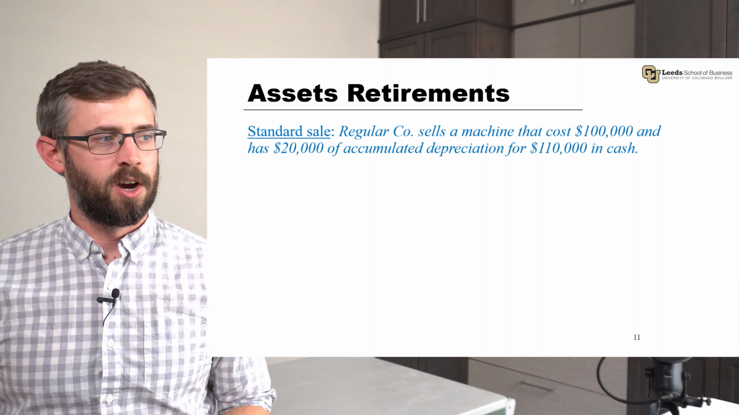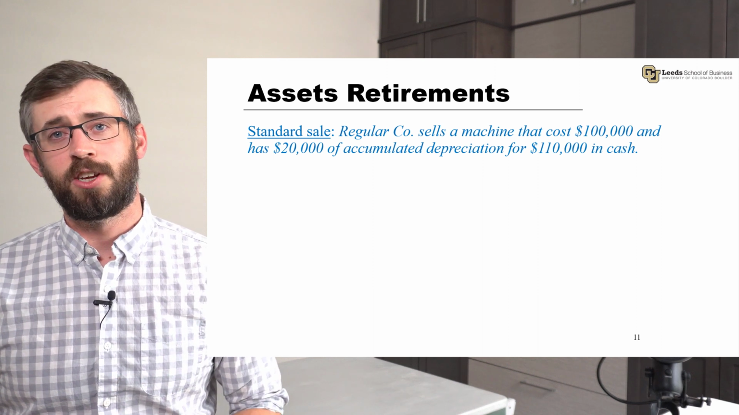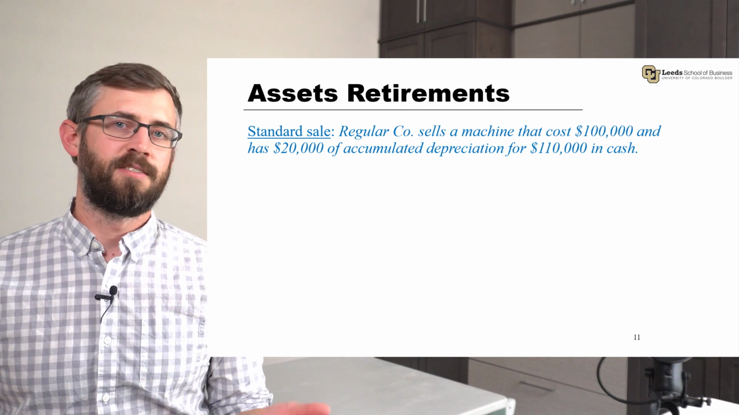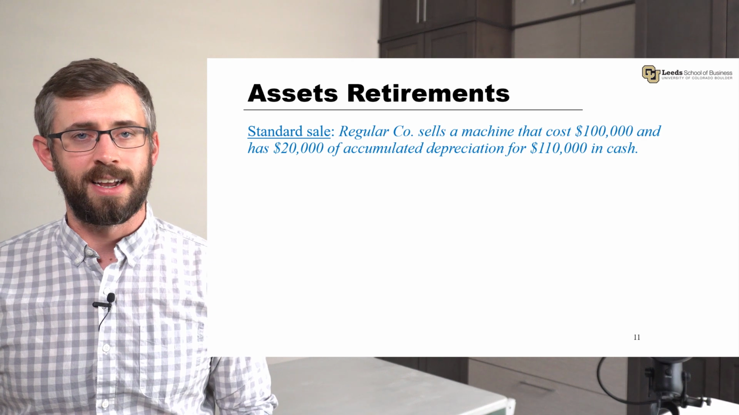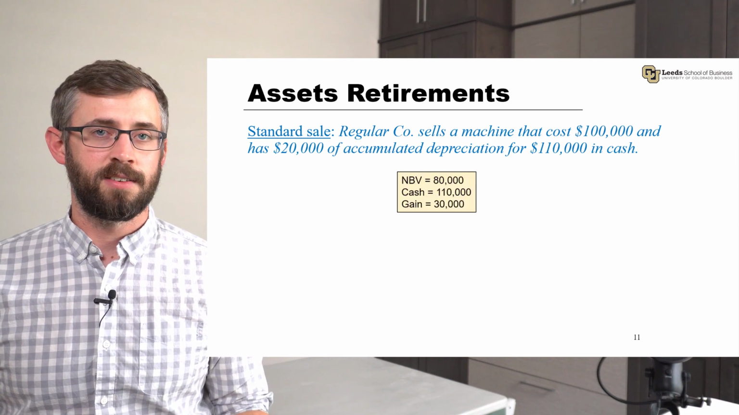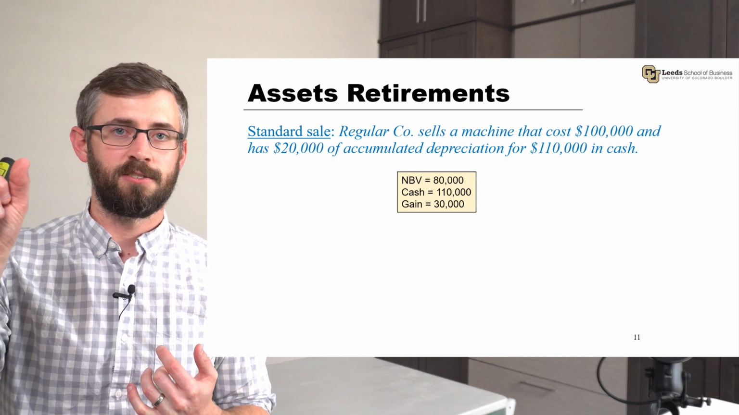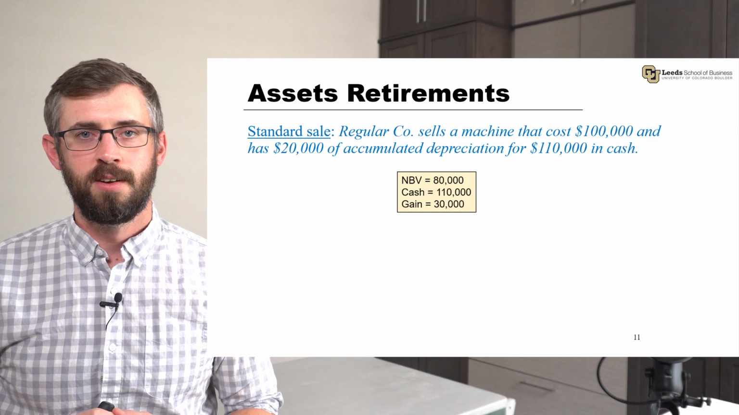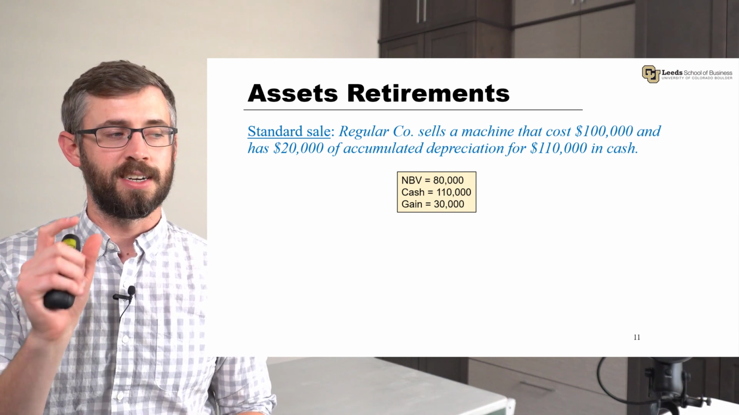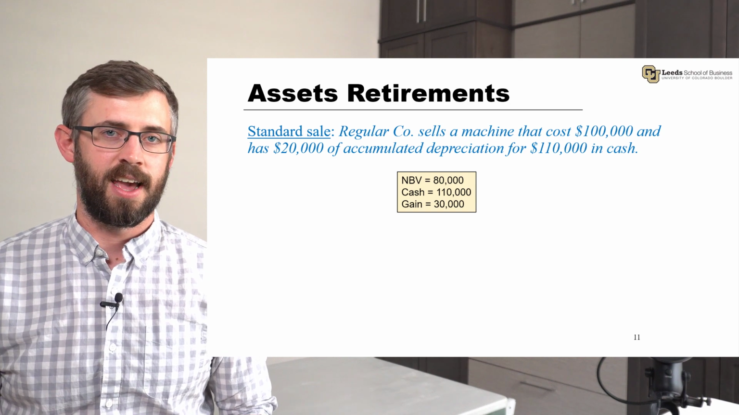Let's say Regular Co. has a machine that costs them $100,000 and it's got $20,000 of accumulated depreciation. They decide for some reason they want to get rid of this asset and they sell it for $110,000 in cash. If we take a look at the numbers they give us, we can see that the net book value is $80,000, or it's that $100,000 cost minus my $20,000 in accumulated depreciation. I'm getting paid $110,000 for this, so my cash or my proceeds are $110K.